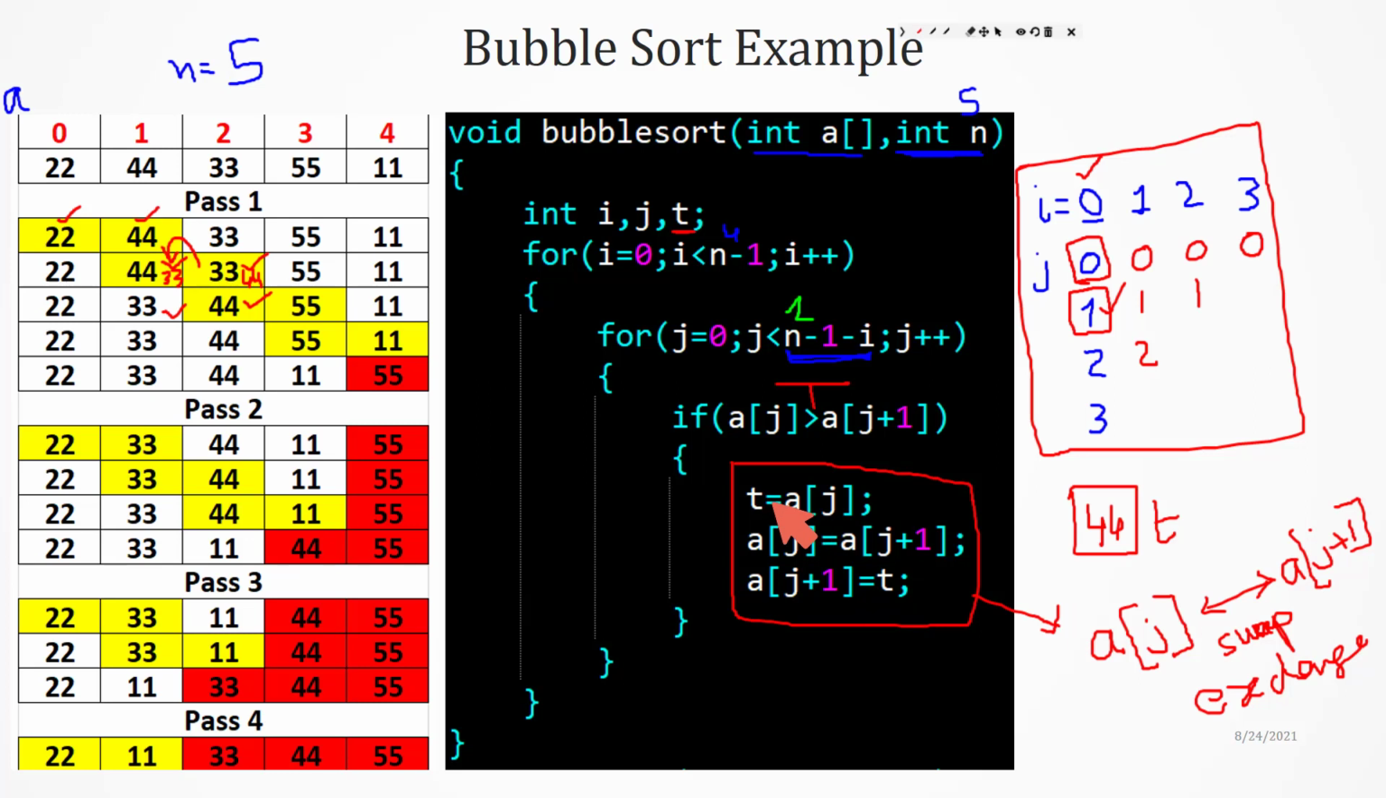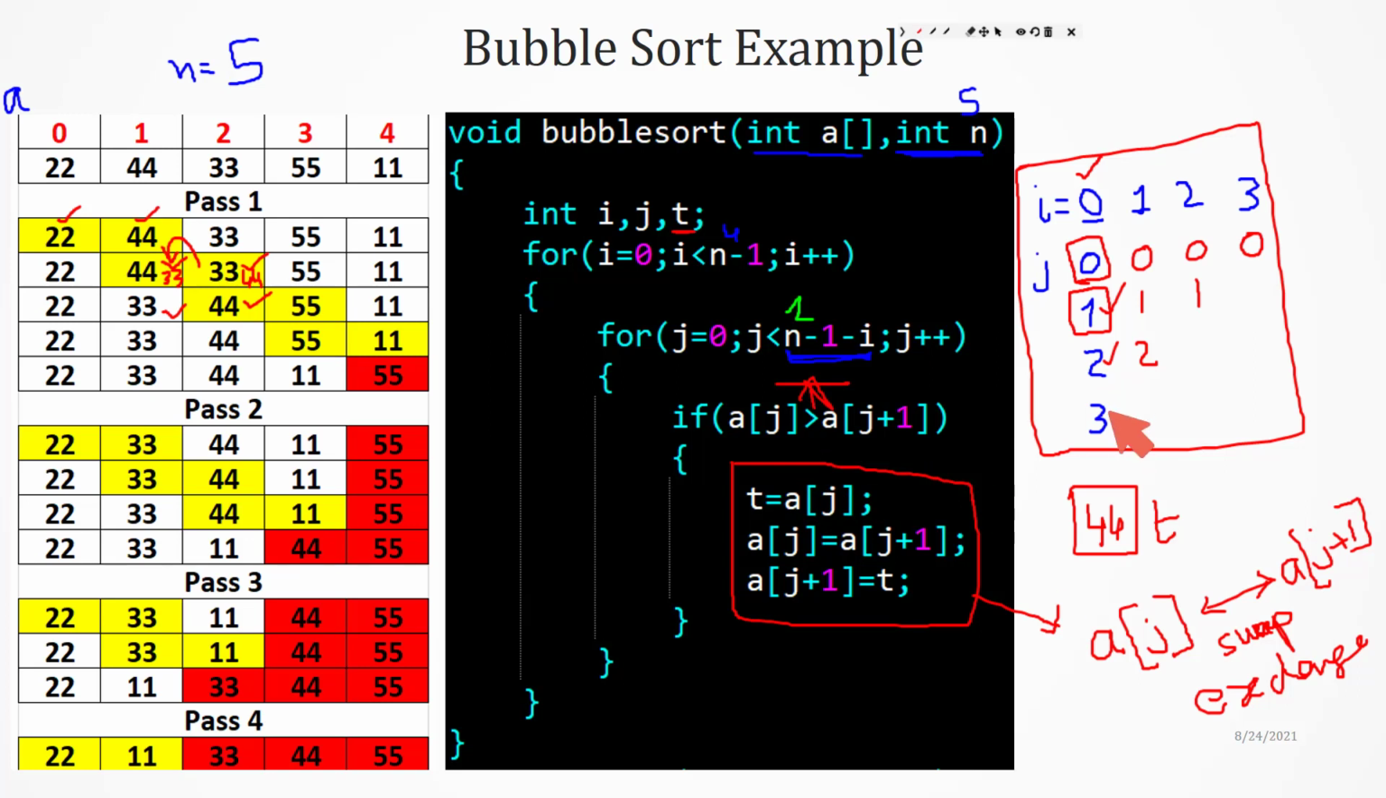So whenever we execute these three statements, it will swap A of j and A of j plus 1. Again, it will execute for j value 2. So 2 and 3 will be compared. A of j is 44. A of j plus 1 is 55. This condition is false. So swapping will not happen.